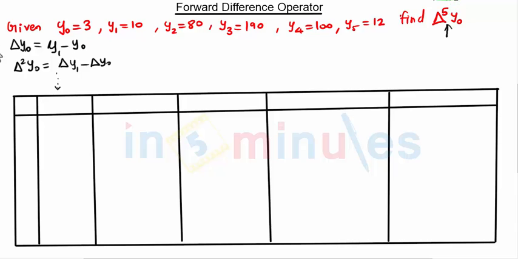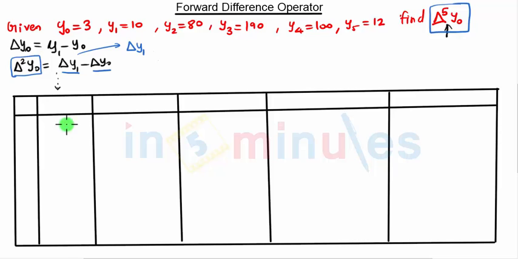But if you see here, to find del square of y0, that is the second difference of y0, we need del y1 and del y0. So again we will calculate delta of y1 and so on. But this will be a very lengthy procedure. Instead, we can find the fifth difference of y0 by constructing a difference table.